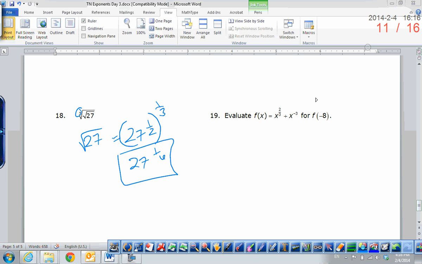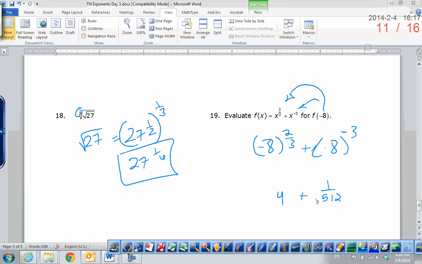And then lastly, number 19, all you gotta do is plug -8 in for x. So you've got -8 to the 2/3, and then -8 to the -3rd. Alrighty? So just do all of that, and you'll get kind of an ugly number. I think you get like 4 and then plus 1/5, -512 or something like that, which is not exactly too pretty.